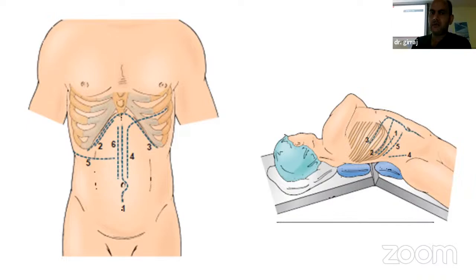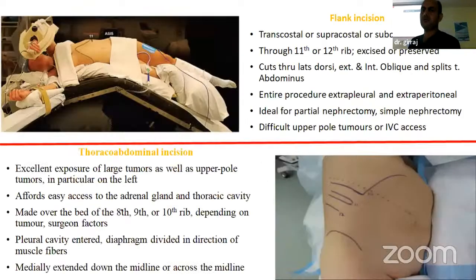Flank incision: a transcostal, supracostal or subcostal incision is given through the 10th or 12th rib, which is excised and preserved. Cut the latissimus dorsi, external oblique and internal oblique, and split the transverse abdominis muscle. The entire procedure is extrapleural and extraperitoneal, ideal for partial nephrectomy, simple nephrectomy, or tumor on the lower pole. Upper pole tumor or IVC is difficult to assess by the flank incision.